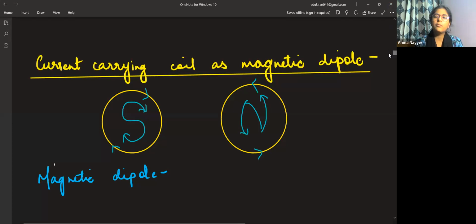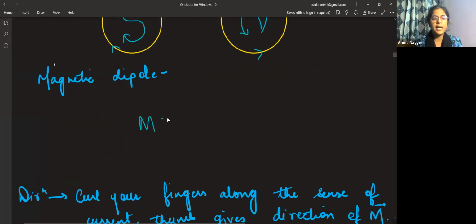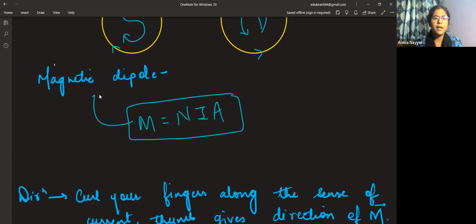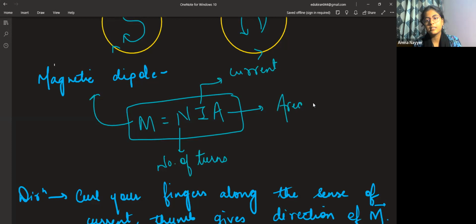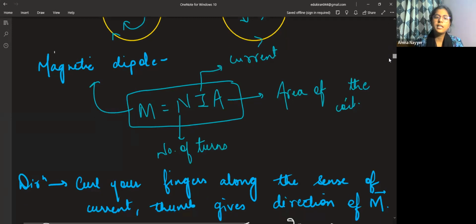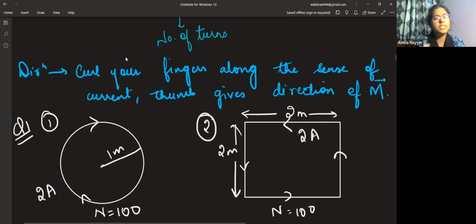Now, when we are talking about magnetic dipole moment, the formula is N number of turns into current into area. No derivation for it. Just remember the formula. This is magnetic dipole moment. See, N is the number of turns. I is the current. A is the area of the coil. So for direction, curl your fingers along the sense of current. Thumb gives the direction of magnetic moment.